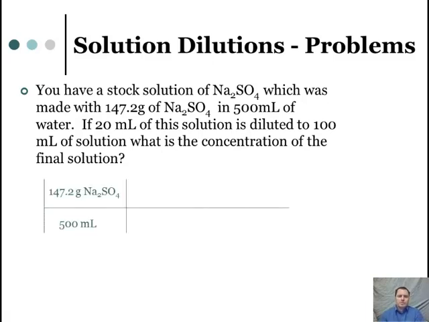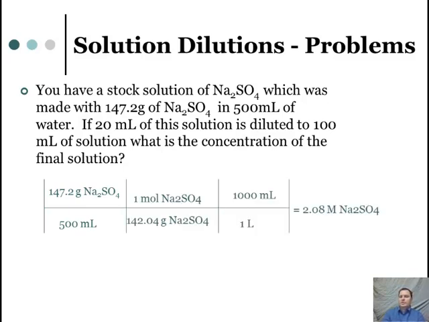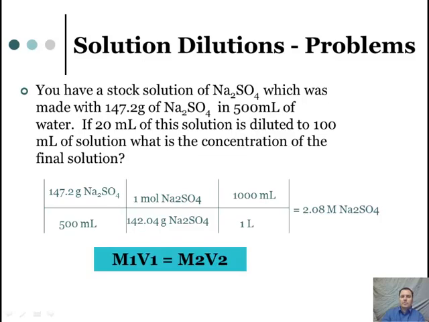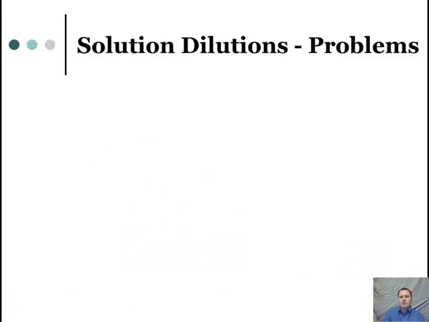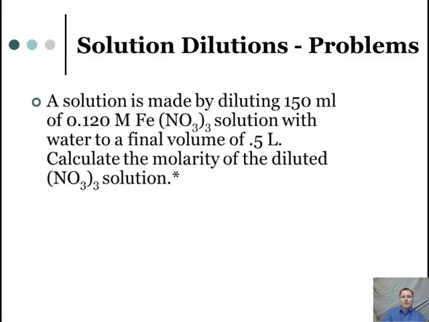Take 147.2 and convert grams to moles, milliliters to liters, like this, and I end up with 2.08. That's M1. V1 then is just 20 milliliters. So I set M1 V1 up there, and what I'm solving for is M2. I divide this side by 1,000, and I end up with 0.42 molar for my second concentration. All right, you try this one on your own here. Come back and check your work when you get it done.